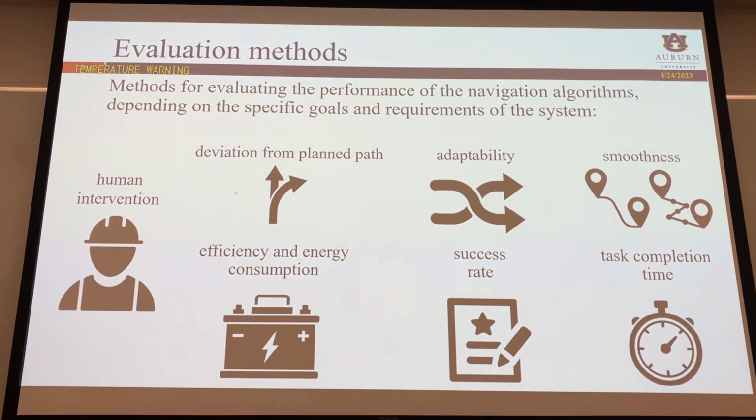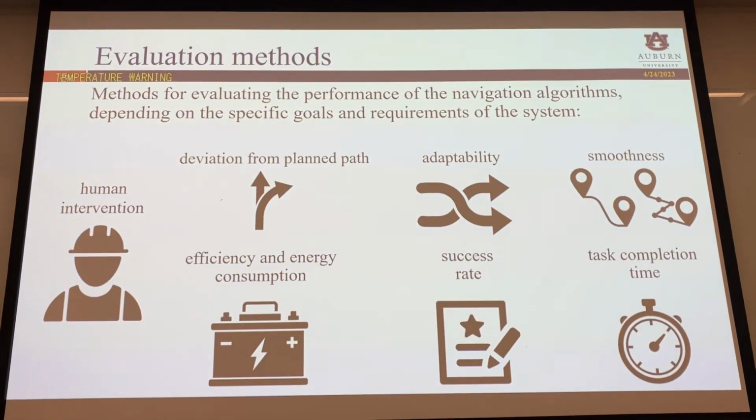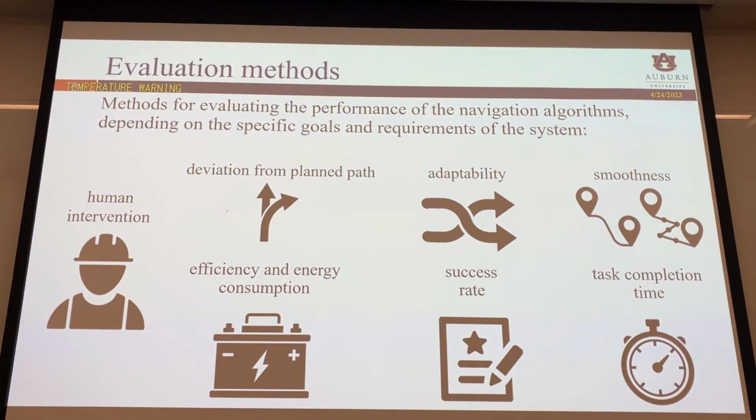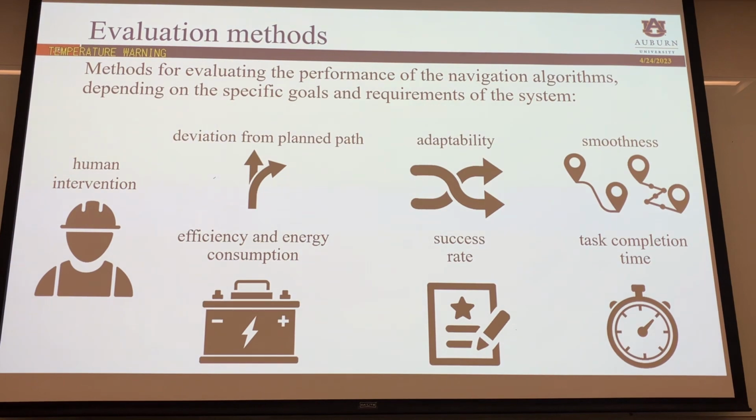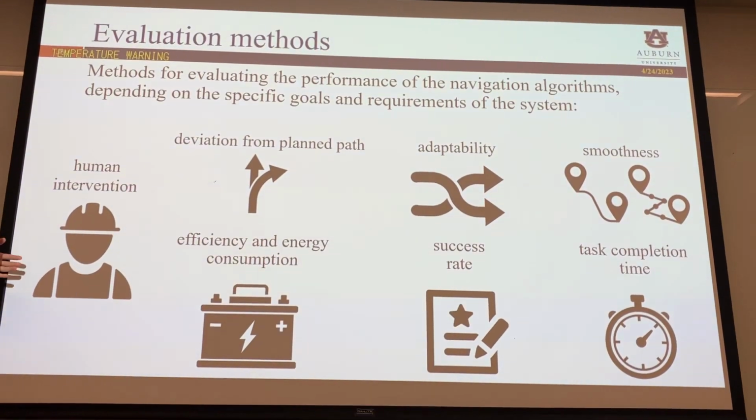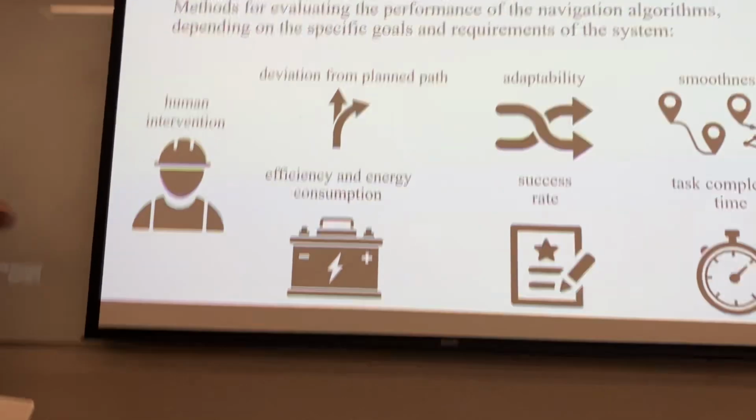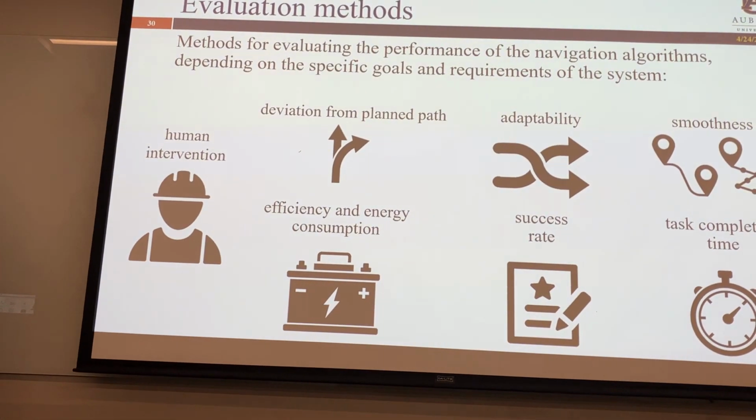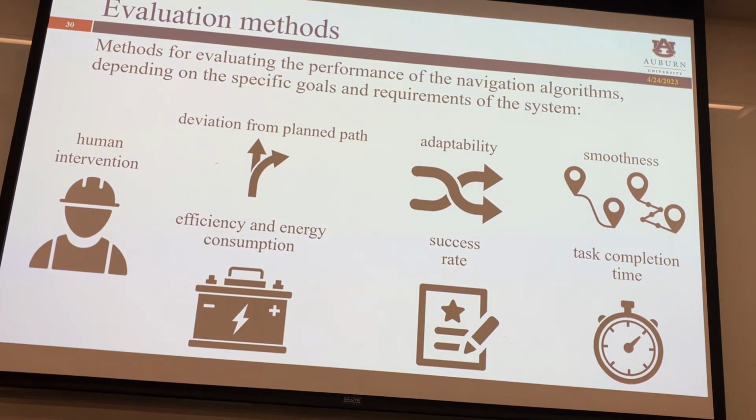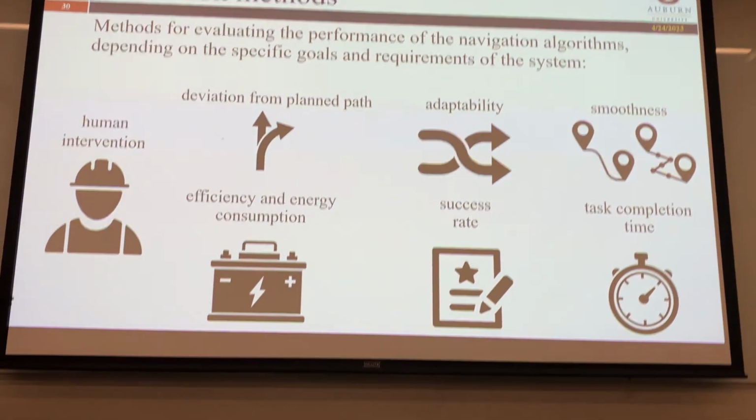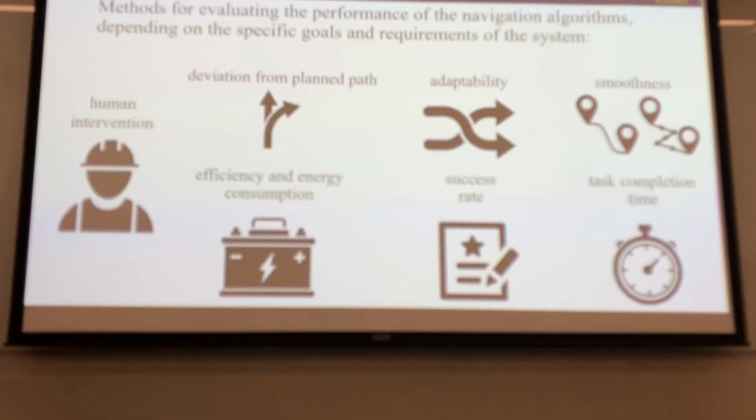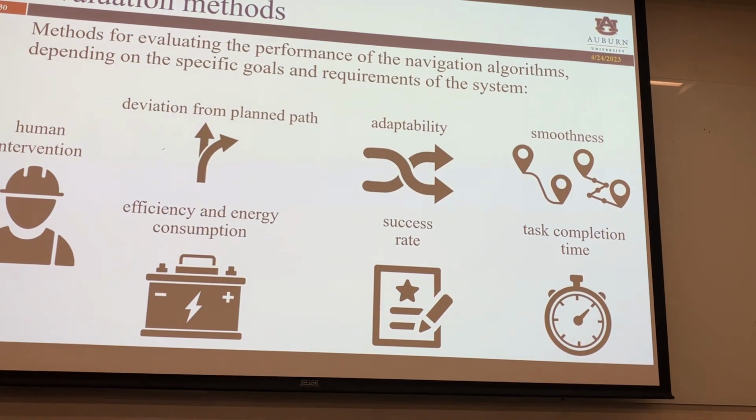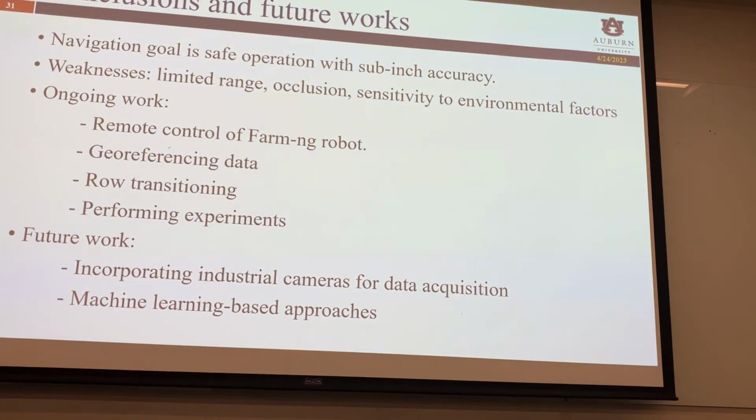All right, now there are some evaluation methods that, as I'm working more on my robot and getting it more prepared for more intricate testing, I'm going to be using to evaluate the navigational algorithm. One of them is how long it can operate without human intervention. The other one is deviation from planned path, adaptability, if there are subtle changes within the environment, is it still going to work, and smoothness and efficiency. Like if it's supposed to cover a field, can it do it with less battery usage or no? There is success rate and task completion time. And these are some evaluation metrics that I'm trying to use.